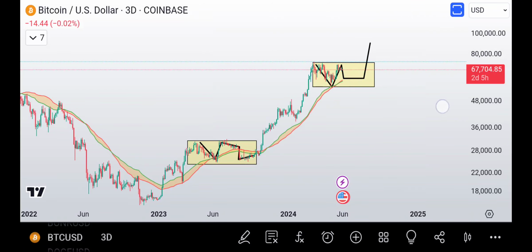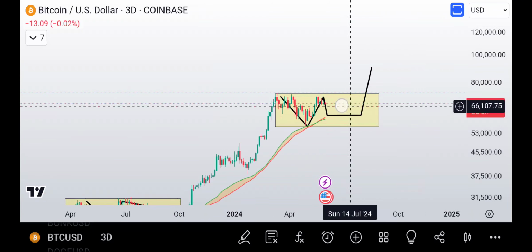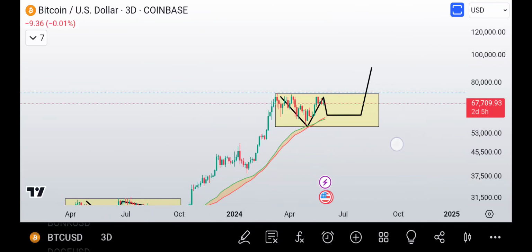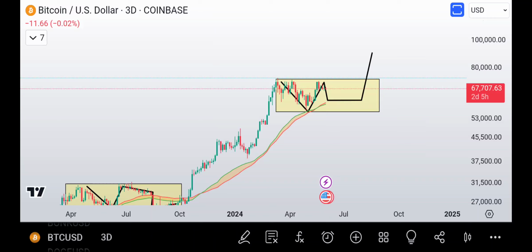So I think a lot of people are expecting that if we go down, we're going to go down to 50K. We're going to break it. But to me, I'm like, well, if we go down, we have a good chance at just essentially going sideways.